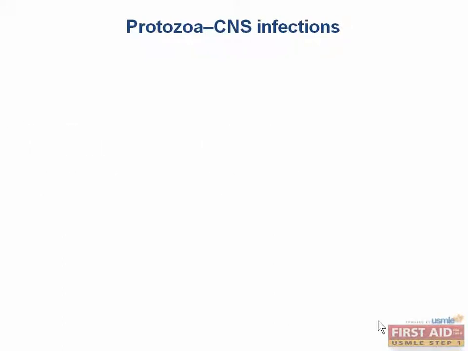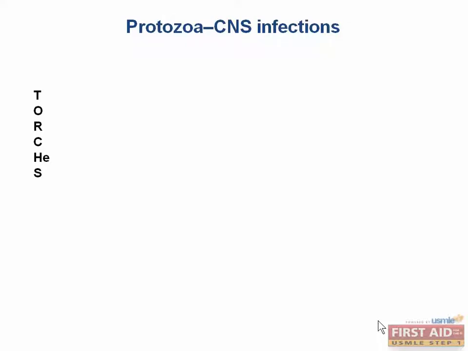Okay, let's move on to protozoa causing CNS infections. You may recall from your reproductive pathology that there are several organisms that can cross the placenta and cause congenital infections. Question: do you remember the acronym frequently used to describe these? The answer I'm looking for is TORCHES.